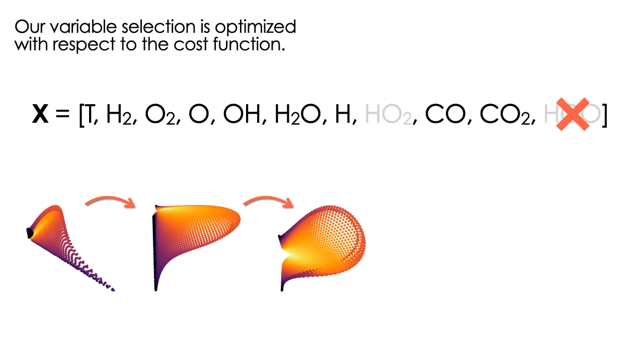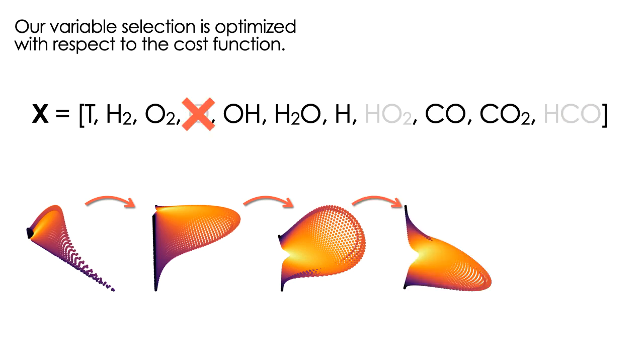At the next iteration, it decides to remove HCO mass fraction, and this is the resulting projection. You can now see that this high temperature region is increased. At the next iteration, it removes O mass fraction.